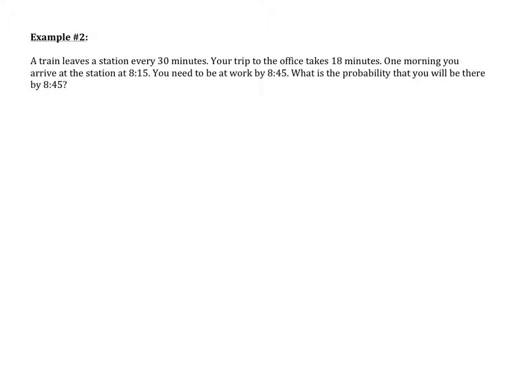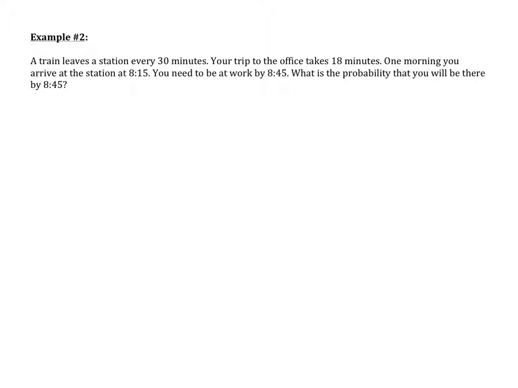Example number 2, a train leaves the station every 30 minutes. Your trip to the office takes 18 minutes. One morning you arrive at the station at 8:15. You need to be at work by 8:45. What is the probability that you will be there by 8:45?